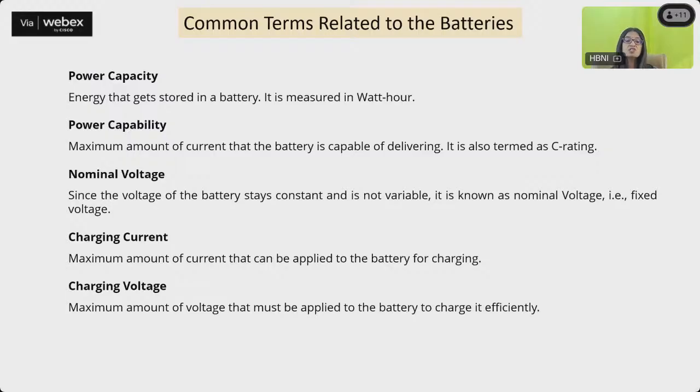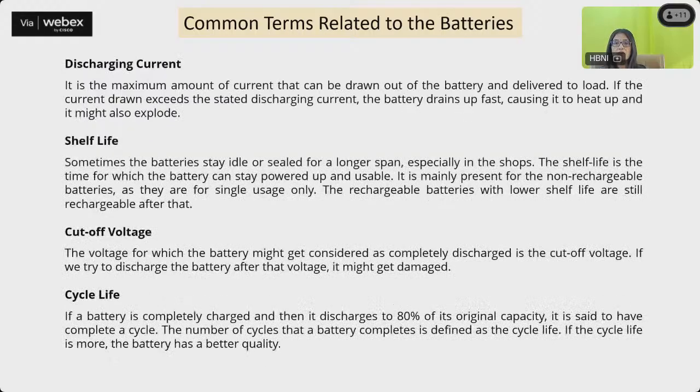Then you have something known as nominal voltage. Since the voltage of the battery stays constant and is not variable, it is known as nominal voltage. So it's a fixed voltage. Then you have the charging current, the maximum amount of current which can be applied to the battery for charging it. Then charging voltage, again the maximum amount of voltage that must be applied to the battery to charge it efficiently. So these are some of the common terms which are related to batteries.